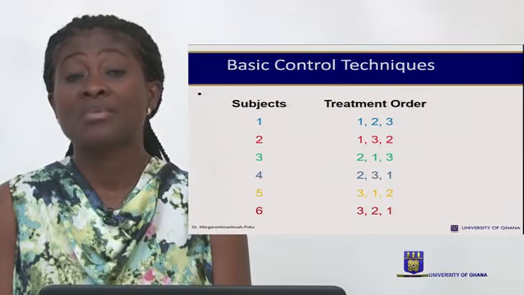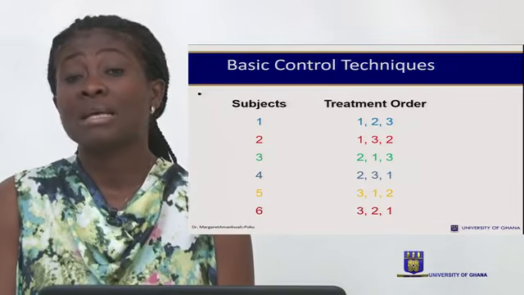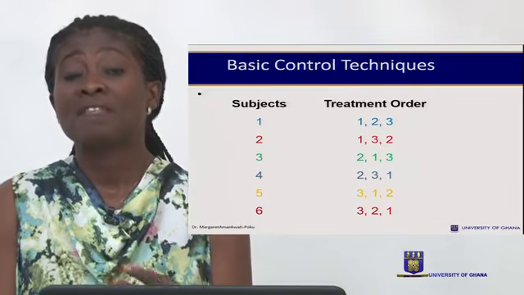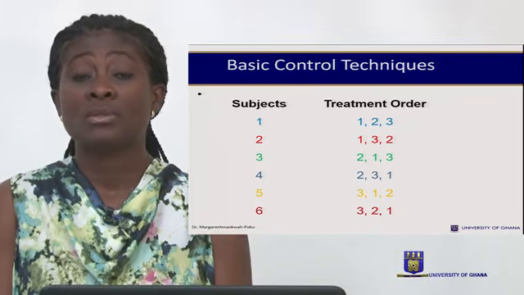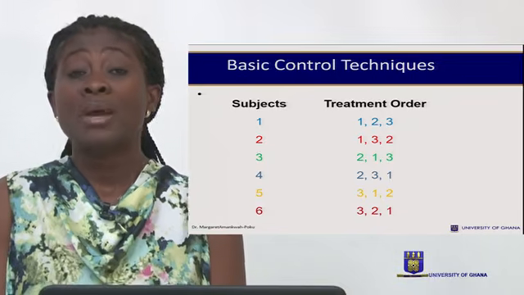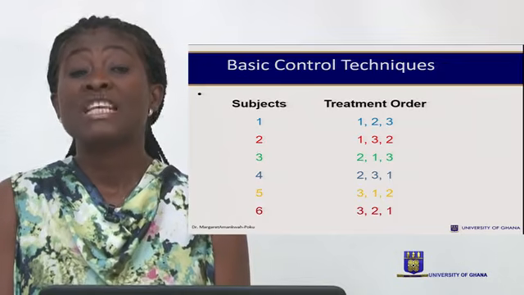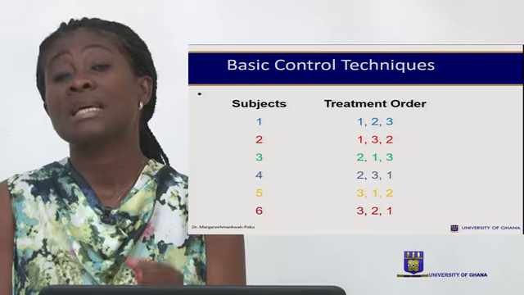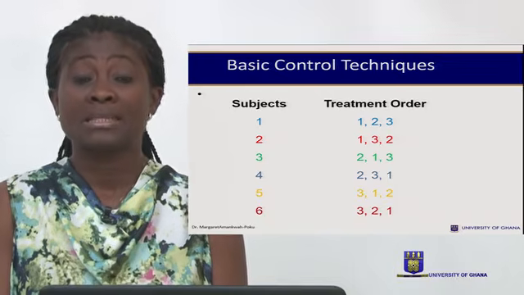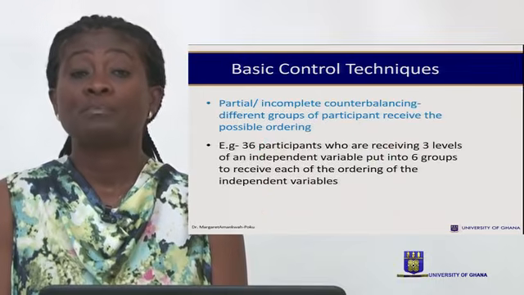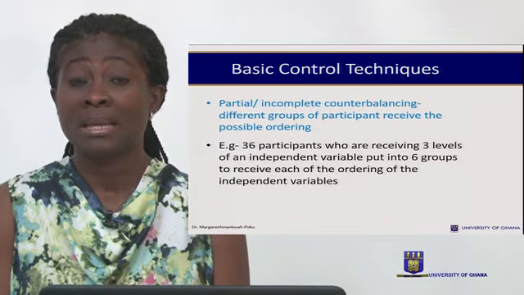If you take participant 3, for example, participant 3 will first have the second order, which is 2 bottles, then have the first order, which is 1 bottle, and have the third order, which is 3 bottles, and it goes on like that. So with complete counterbalancing, each participant receives a different order of the treatment that is being administered. We can also have partial or incomplete counterbalancing.